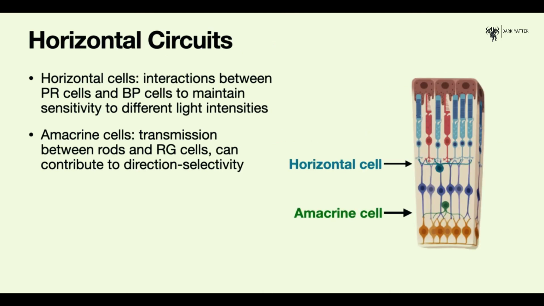There are also two other cell types that are interneurons, so they are more involved in horizontal circuits and fine-tuning, as I mentioned, and they are the horizontal cells and the amacrine cells. The horizontal cells are between the photoreceptors and bipolar cells, and their function is to interact with those two cell types to fine-tune sensitivity to different light intensities. The amacrine cells are found between the bipolar cells and the retinal ganglion cells, and they contribute to direction selectivity.